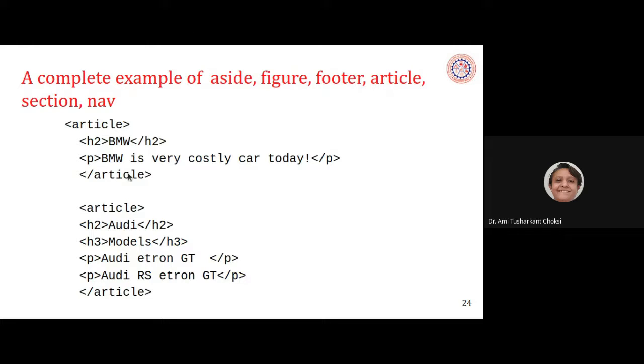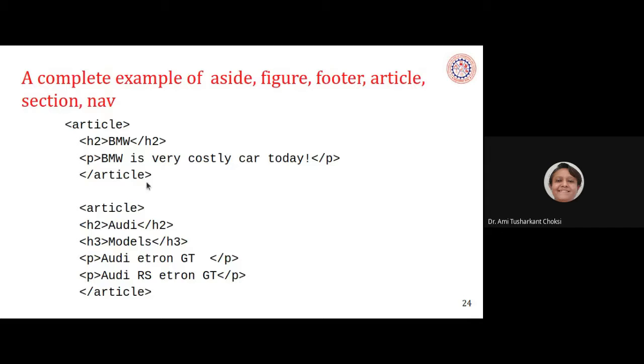Okay, so we can see here, this is article. Now I am saying H2, that is BMW. About the car, I am writing the article. Okay, so BMW. Then for that, I am giving some text. BMW is a very costly car too, right? Article ending. I may not end it here, but as I wanted to show you that we can use it this way also, that's why I have put it.